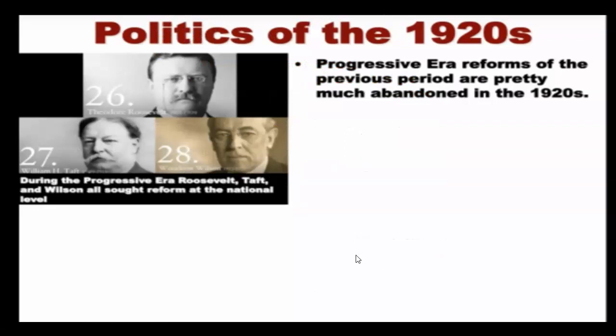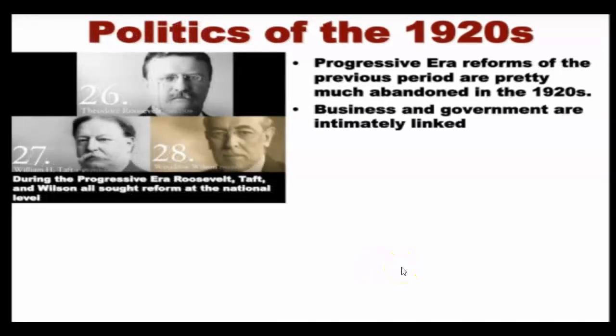As far as politics of the 1920s go, we're talking now kind of the aftermath of the progressive reforms, right? We've talked about progressivism. You had a DBQ about progressivism. Progressivism largely was around 1900 or so to 1920. The progressive era reforms, the politicians between Roosevelt, Taft, and Wilson, pretty much are abandoned in the 1920s. They lasted for about 20 to 25 years. And then, like I said earlier, 3 Republican presidents came into power, and Congress was largely controlled by Republicans, and they went a different direction.